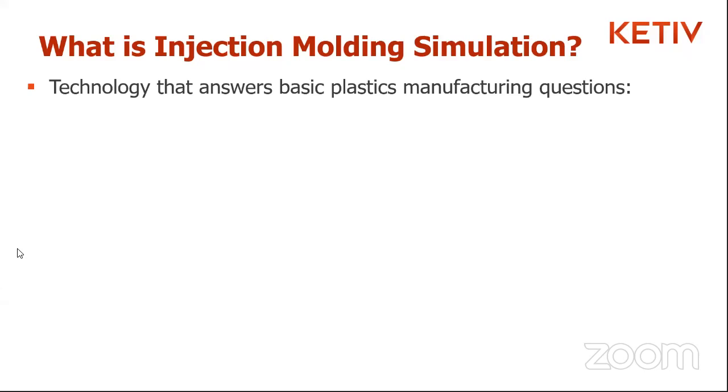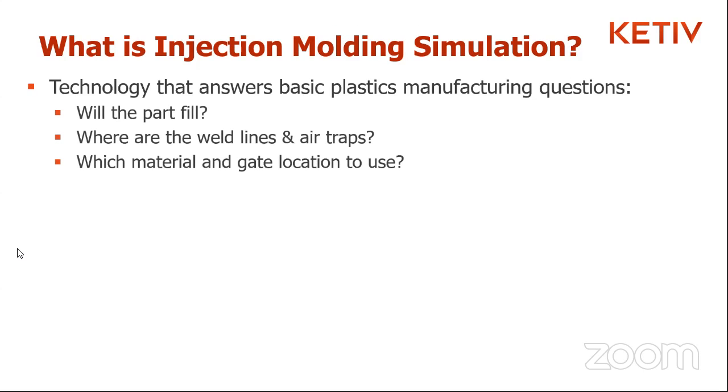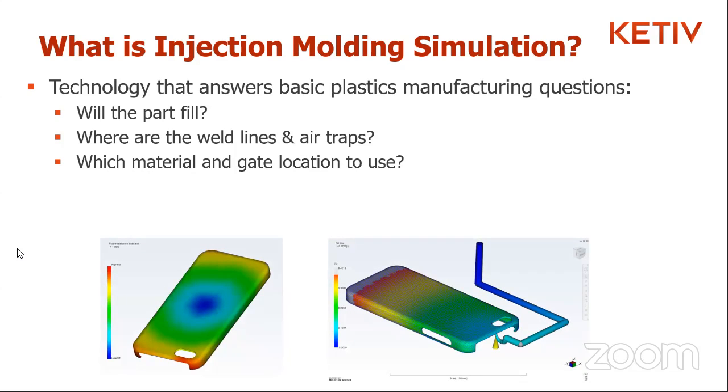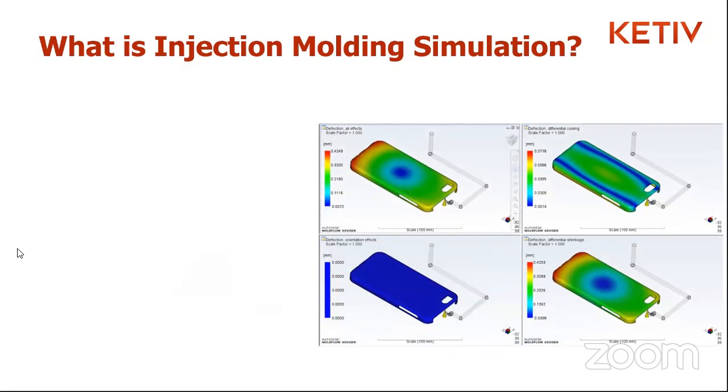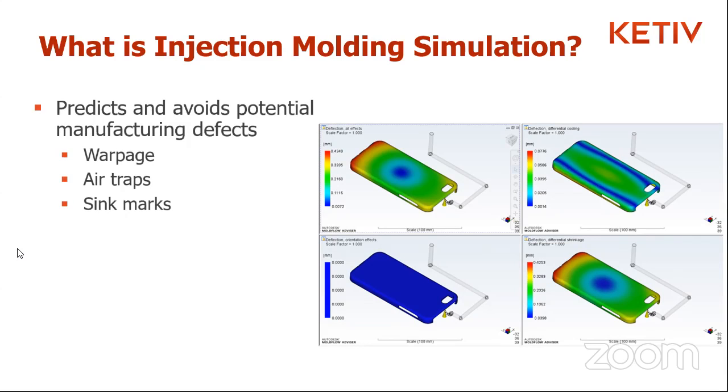The first one is, of course, technology that answers some basic questions about plastic manufacturing, right? Is it going to fill? Where will you see these defects? What's the best gate location to use? Is the runner system balanced? Is this the best part geometry, or is this what's going to make it most manufacturable, or do we need to make some changes? You can also define it as a piece of technology that would predict and avoid manufacturing defects beforehand.